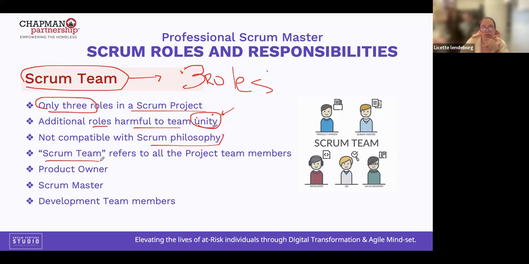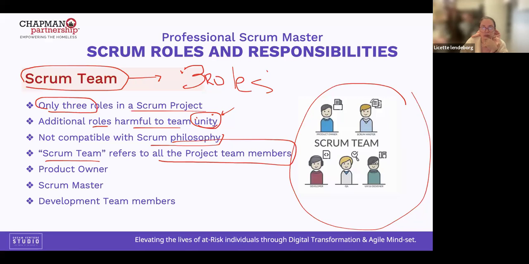So the Scrum team refers to all the project team members. The Scrum team includes the product owner, the Scrum Master, and the developers, okay? So the development team, if you want to name it as a specific role, is these developers. But when I mention the Scrum team, it includes the product owner and the Scrum Master. So let's talk about the product owner, Scrum Master, and development team members.